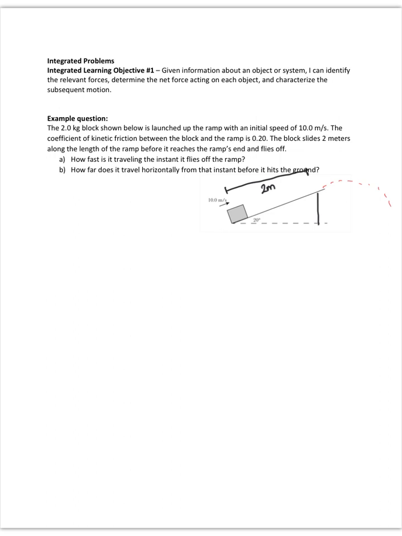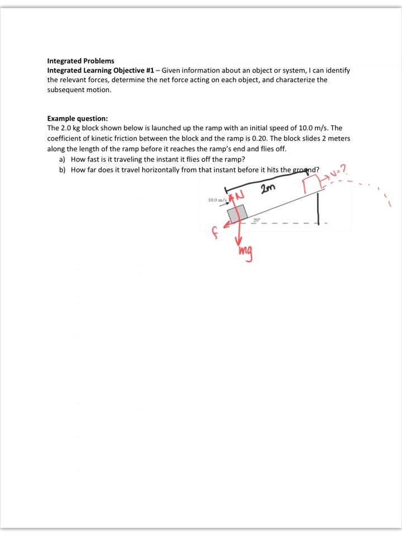So the first part of this problem, I want to figure out how fast it's traveling when it flies off the ramp. So when it gets to here, I want to know how fast it's going. In order to figure that out, I need to know its acceleration along the incline, and to do that, I'm going to use forces. So I'm going to identify the forces acting on this block. There's the normal force, there's gravity acting straight down. And because it's moving up the ramp, friction is going to be down the ramp.